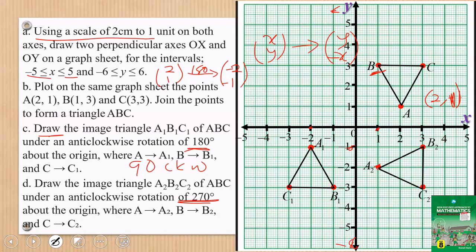So we can do this using the protractor approach, or you can use the formula approach, and trust me, you'll be able to do more questions based on this lesson.